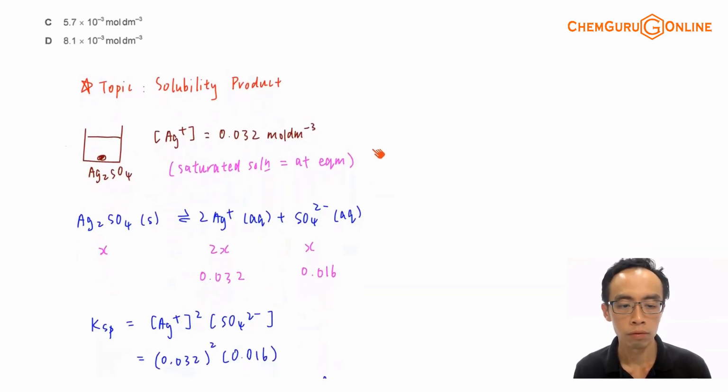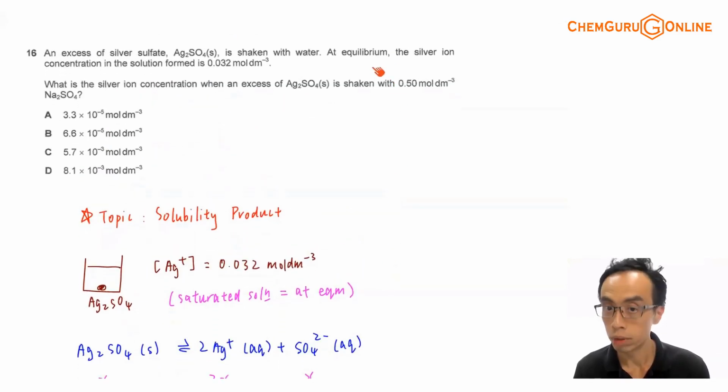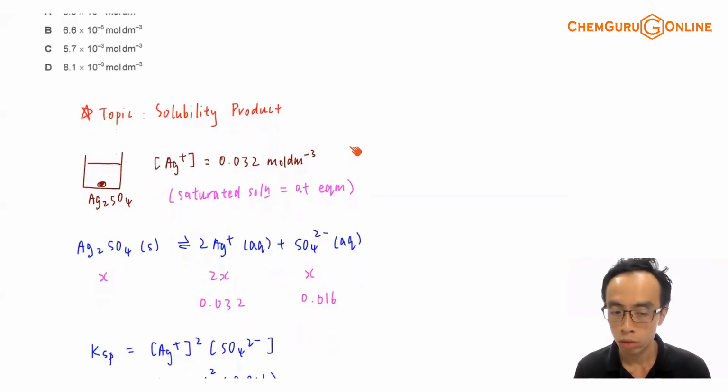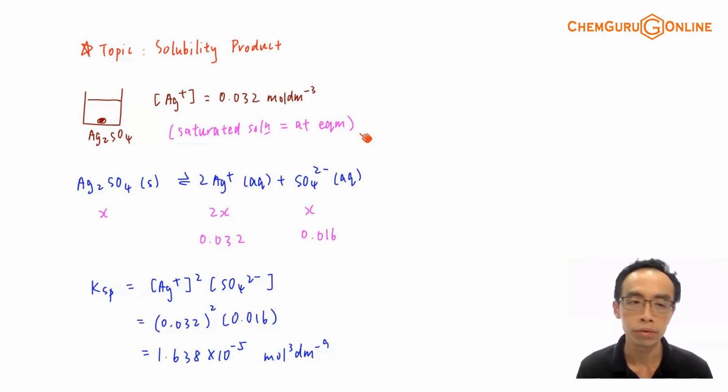Now, what we will have to figure out first is the Ksp for our silver sulfate. Given your saturated solution, since it is at equilibrium, your Ag+ ion is 0.032 mol per dm cube. When the system is at equilibrium for a sparingly soluble salt, it means that the solution is saturated, the solution is hanging on to the maximum amount of ions that it can handle. So the system is at equilibrium, and therefore I can link it to Ksp, the equilibrium constant.